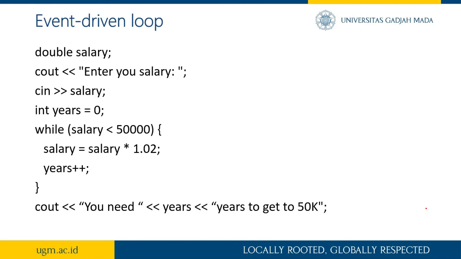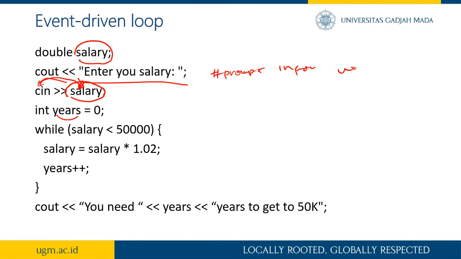This is the event driven loop, quite similar to the one that I told you about before. So we create a variable, namely salary, and then this is the prompt to inform the user, please input the salary. So we type in the salary, and input it to salary from cin, and then years starting from 0.